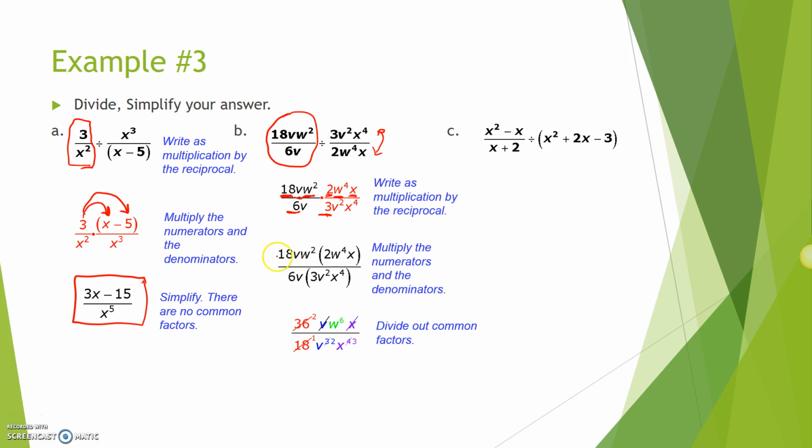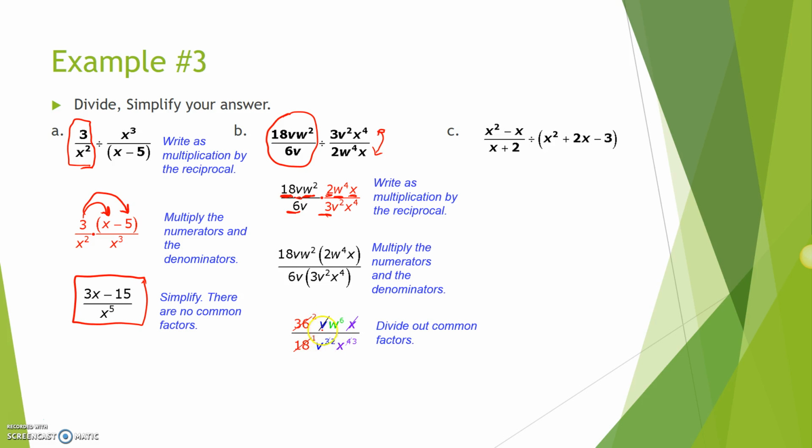we get 18 times 2 is going to give me 36 v, then we get w squared times w to the fourth becomes w to the sixth times my x over 6 times 3 is 18. V times v to the second is v to the third. And then we have x to the fourth. So what I do now is I can simplify 36 divided by 18.